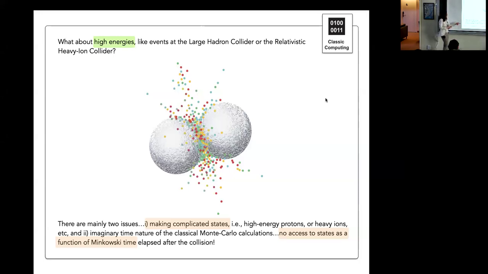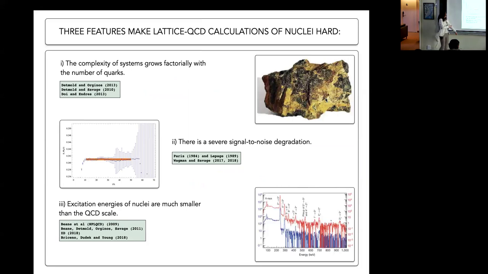All right, so for example, we need to make gold ions. These are the ones that are being collided in the RHIC in the US. Or you have to create very high energy protons, and we're talking about TeV scale energies, right? How do you do that? The other problem, as I said, is that our classical computations are imaginary time Monte Carlo, and we don't have direct access to real-time processes, okay? So that's really the motivation.